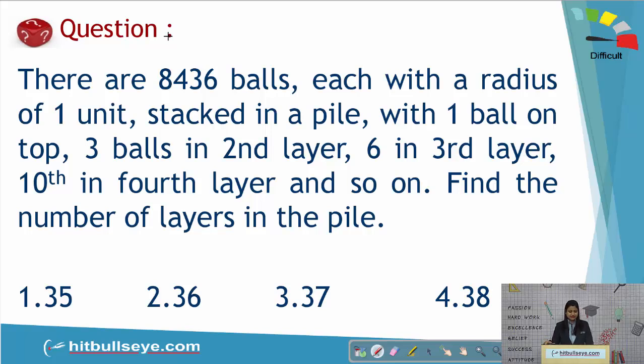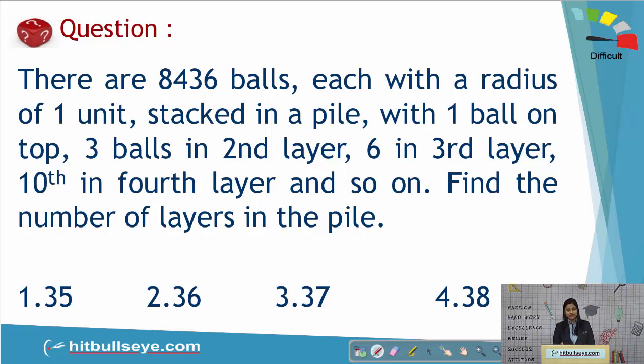It says there are 8436 balls, each with a radius of 1 unit, stacked in a pile with 1 ball on top, 3 balls in the second layer, 6 in the third layer, 10 in the fourth layer, and so on. Find the number of layers in the pile. So let us understand the meaning of this question.